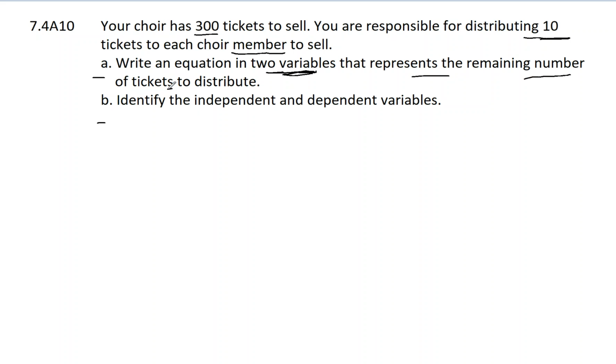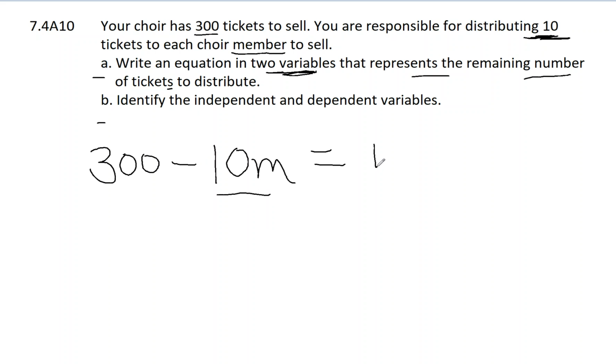So we're assuming that if we distribute 10 tickets for every member, we're not going to sell all 300 tickets, because what they're saying is if you have to sell 300 and then you sell 10 times the number of members that you have, it's going to equal the amount of tickets that you still have to sell.